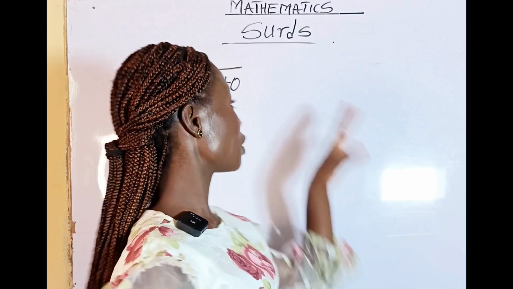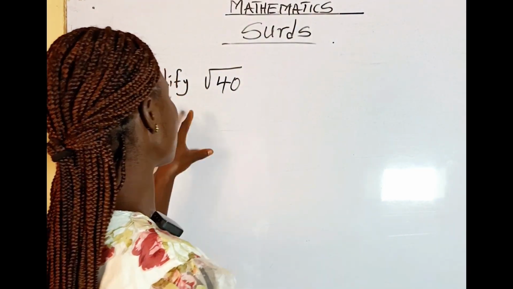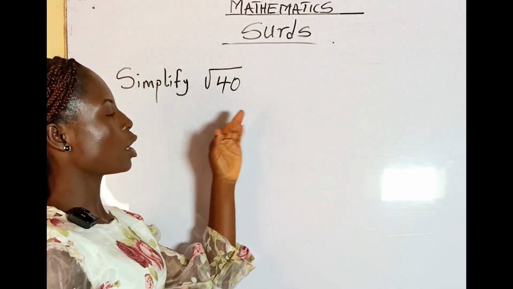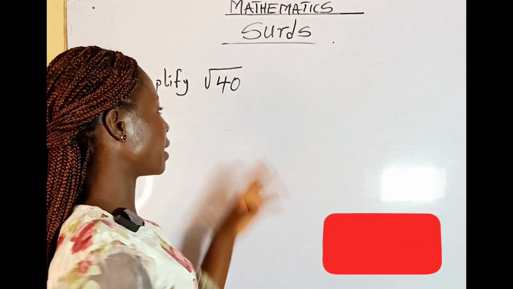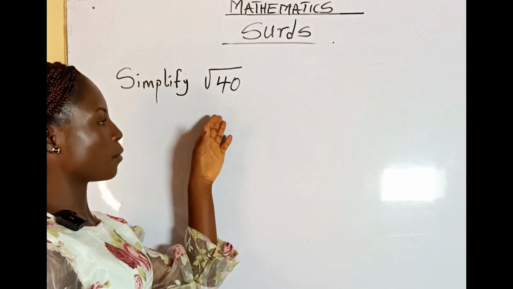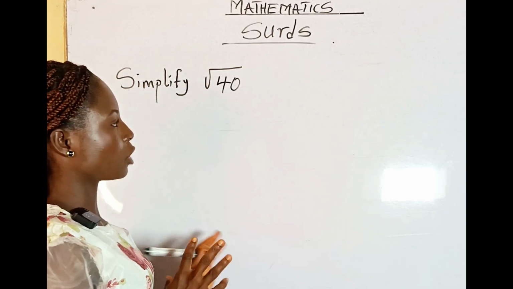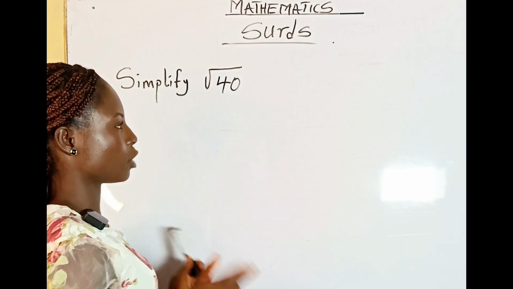Everyone, in this video I'm going to be solving this question, and it says simplify the square root of 40. To solve this, I'm going to be looking for two numbers that will be multiplied together to give me 40. Now, one of the numbers must actually be a perfect square and the other one is not a perfect square.